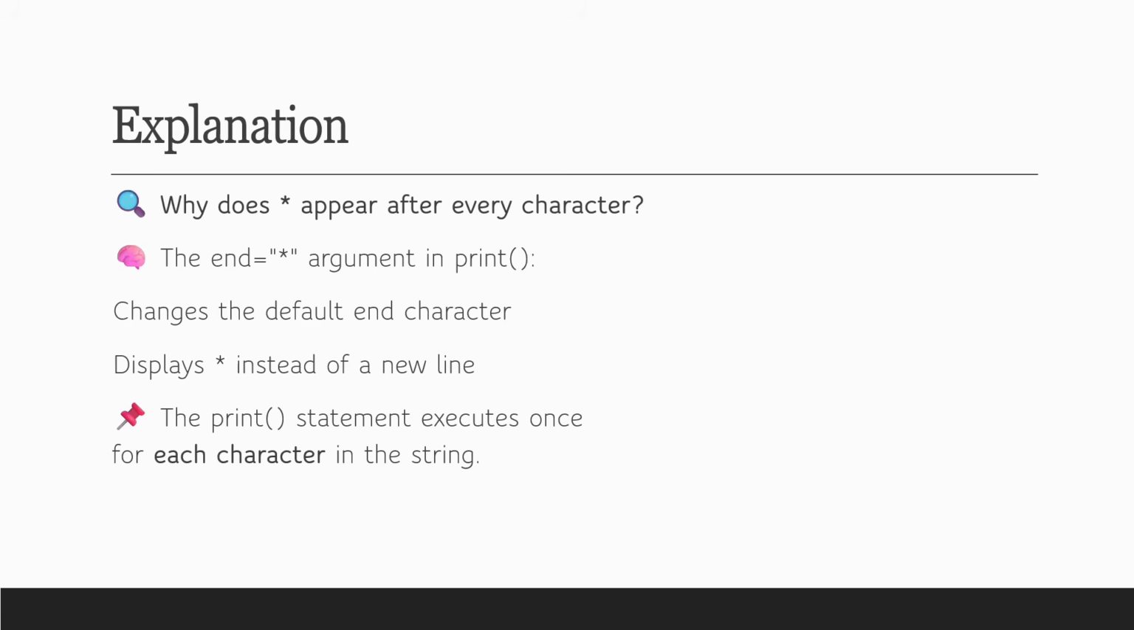Explanation. Now let us understand why an asterisk appears after every character. Normally, the print function moves to a new line after printing. But here, we have used the end argument of the print function and set it to an asterisk. This means that instead of going to the next line, Python prints an asterisk after each character. Since the print statement is inside the loop, this process repeats for every character of the string.